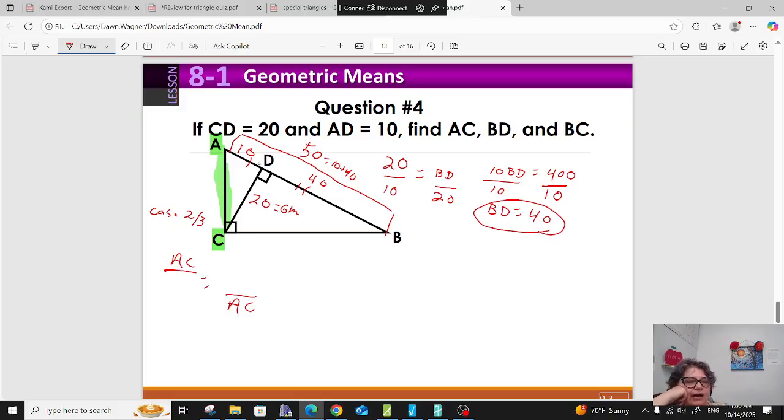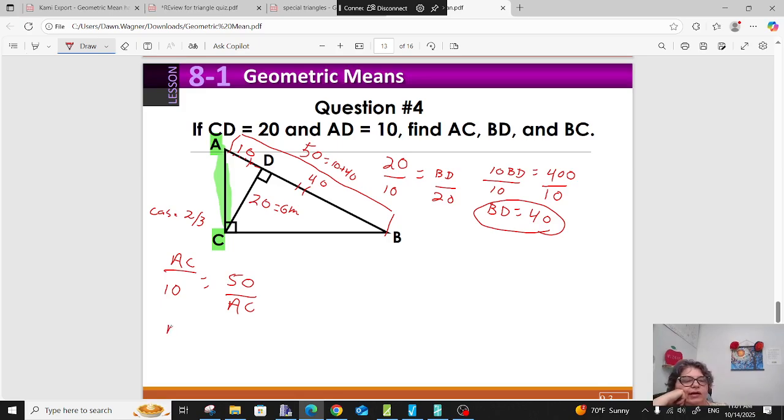And then it's the side it touches. And then the whole hypotenuse. So 10 and what? 10 and what? 50. The whole hypotenuse. Now, not 40. That's where students make the mistake. A lot of times they don't give me the whole hypotenuse. They set up the proportion incorrectly.